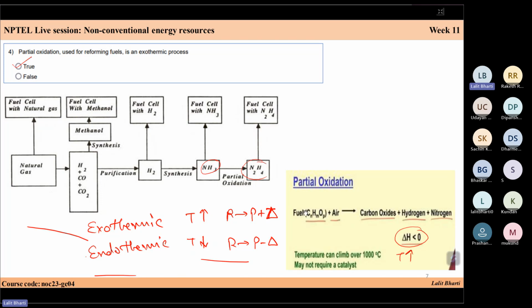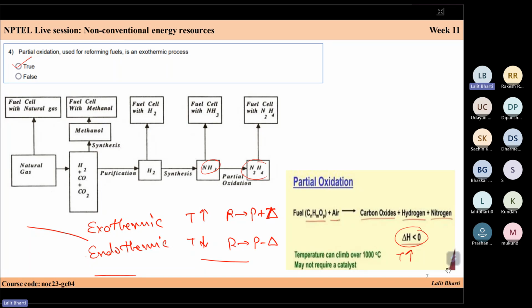So if you have fuel, you have air, and you are getting carbon dioxide, hydrogen plus nitrogen. This is a partial oxidation, which means it's not completely changing. We have some carbon dioxide still present in the product. This process is also like burning something. It is similar to oxidation of your fuel, any kind of fuel or carbon.